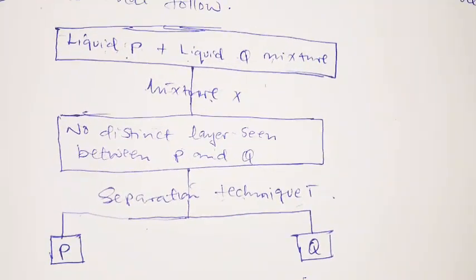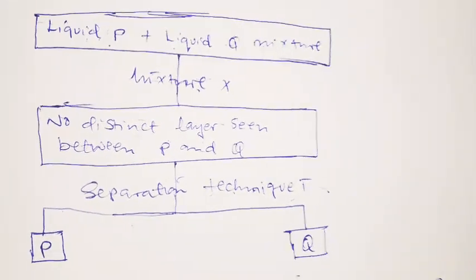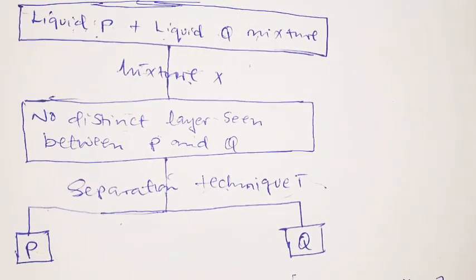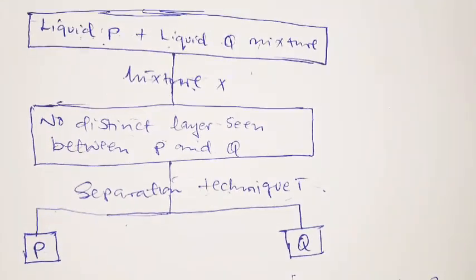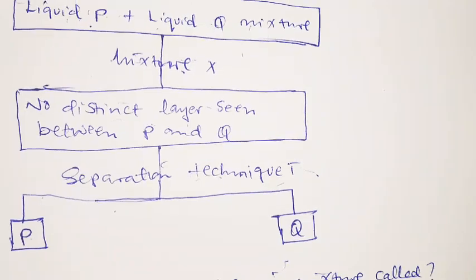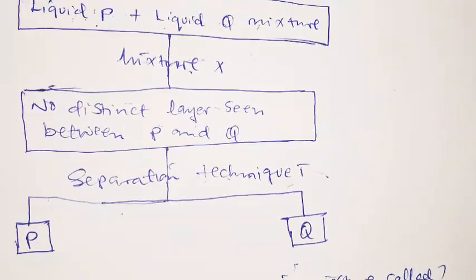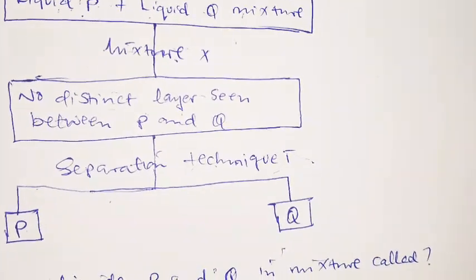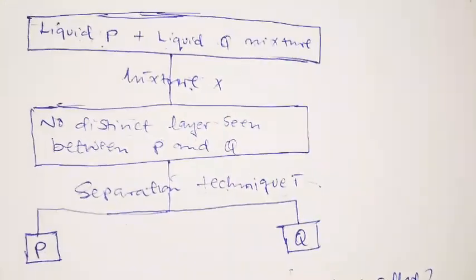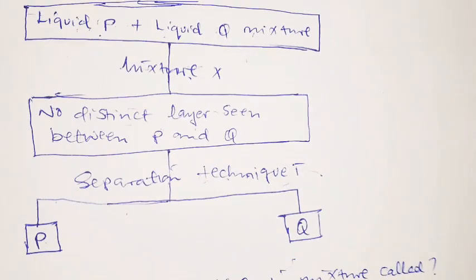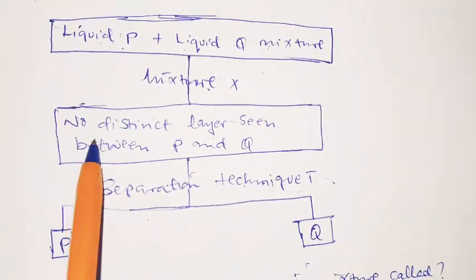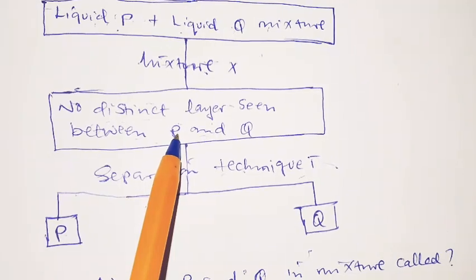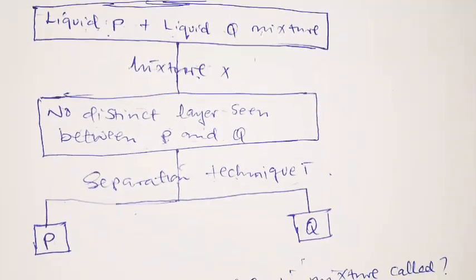Those liquids that do not mix completely actually form a layer. For example, we can talk about paraffin and water, or crude oil and water. When you mix the two, you'd find that a layer will be formed that separates the two substances, since one substance is denser than the other. So one will float on top, the other will settle at the bottom. In this case, we've been guided that no distinct layer was seen when liquids P and Q were mixed.